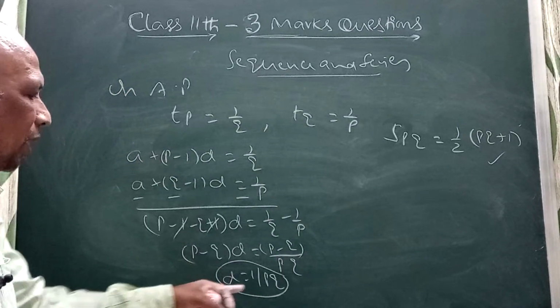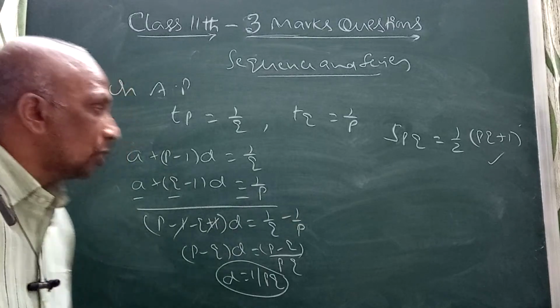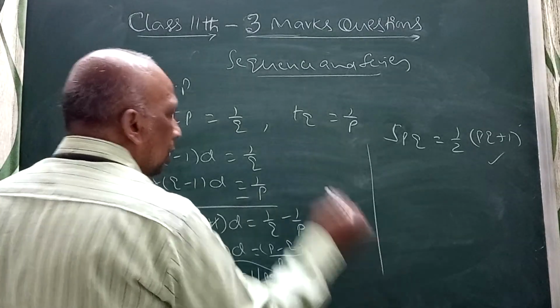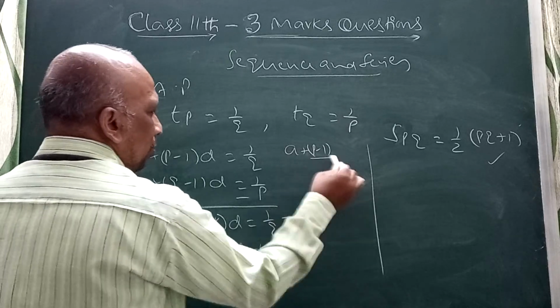After finding the d value, from this I can find the a value, because I should find the sum of pq terms. So here you can see, when I take a plus p minus 1 into d, it means 1 by pq, right?